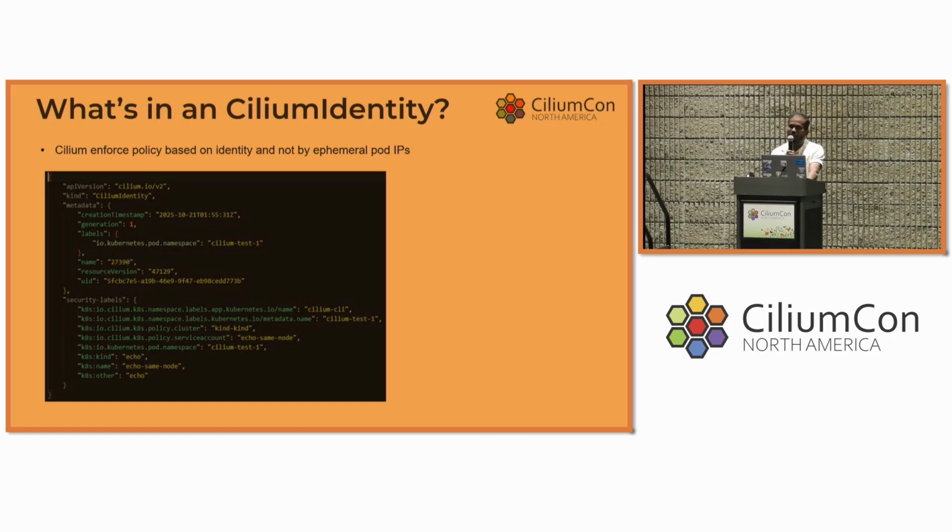Cilium identity is generated based on the unique set of labels. Each Cilium identity will have a unique unsigned 16-bit numerical identity assigned, and this will be unique across all sets of labels that Cilium generates. And why do we need Cilium identity? Because Cilium enforces network policy based on the Cilium identity and not based on the ephemeral pod IPs. Consider a scenario when a pod scales up and scales down, the IPs will change, but the identity would not change. Cilium enforces policy based on the identity, and it is more secure than doing the policy based on the pod IPs.